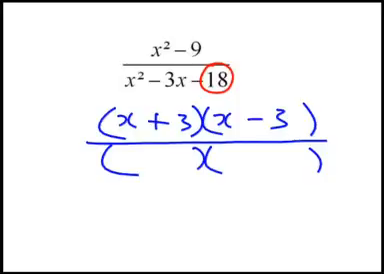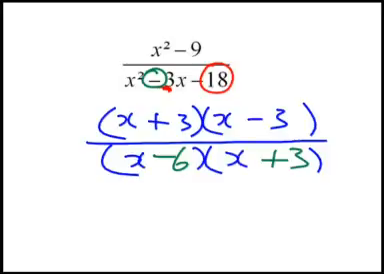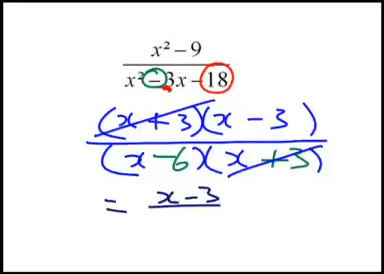Now the factors of 18 which will give us 3 if either added or subtracted will be 6 and 3, and we're looking for minus 3, so it's minus 6 plus 3, and then just the x and the x as well. Then we see those two brackets will cancel, and what remains is x minus 3 on top and x minus 6 at the bottom.